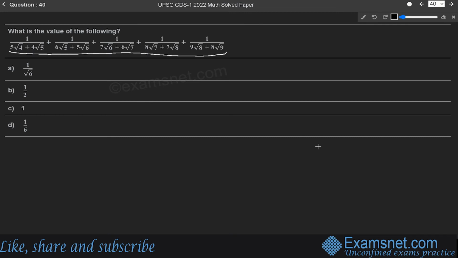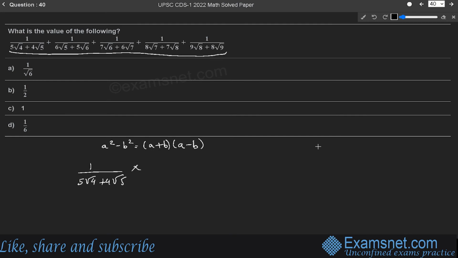So for finding that value, we have to use a concept which is a square minus b square is equal to a plus b into a minus b. Now the given expression is the same, only the numbers are increasing, 5 to 6, 6 to 7, 7 to 8 and so on. So only considering the first term, the first term of this expression is 1 upon 5 under root 4 plus 4 under root 5. We are considering the first term only here.